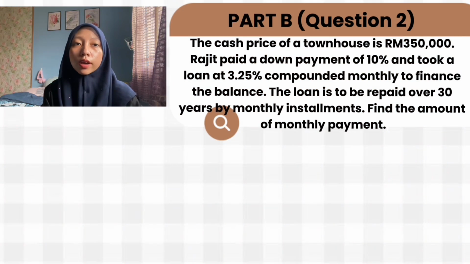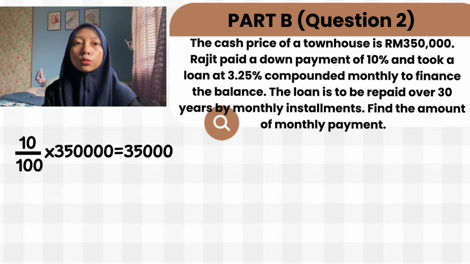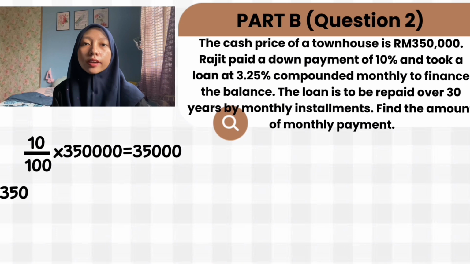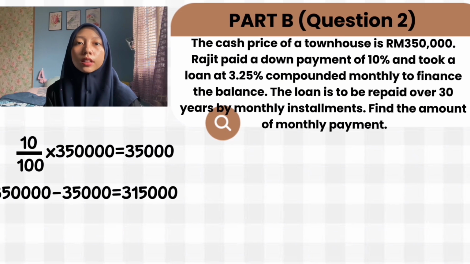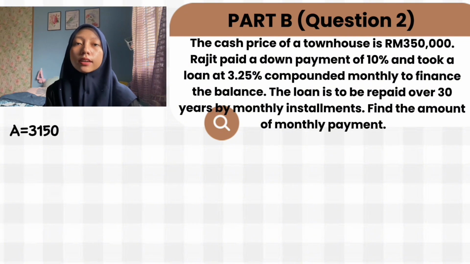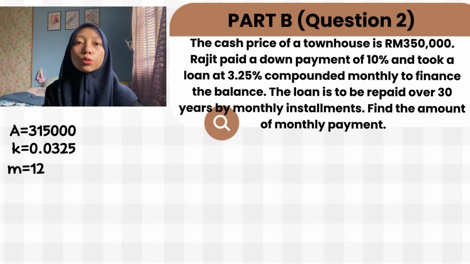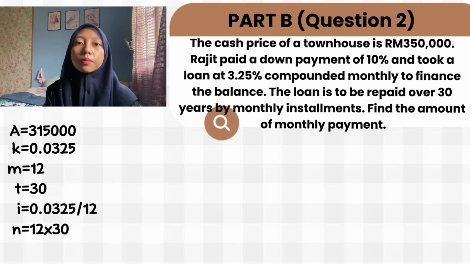Part B, question number 2. Firstly, we need to find the total of the down payment, which is 10 divided by 100 multiplied by 350,000 equals 35,000. Then 350,000 minus 35,000 equals 315,000. So A is 350,000, K is 0.0325, M is 12 because the keyword is compounded monthly, T is 30, I is 0.0325 over 12, and N is 12 multiplied by 30 equals 360.